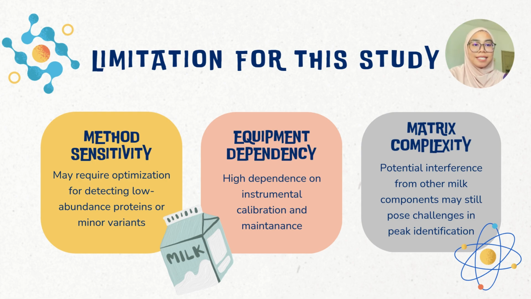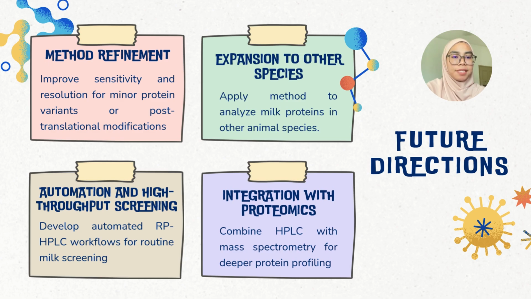However, the method does have limitations. It may require further optimization to detect low abundance proteins, and its performance can be influenced by instrument calibration and sample complexity. Looking ahead, future research could focus on improving sensitivity and resolution, especially for minor variants or post-translational modification. There's also great potential in automating the process for high throughput applications, extending the method to other species, and integrating RP-HPLC with mass spectrometry for more detailed proteomic analysis.